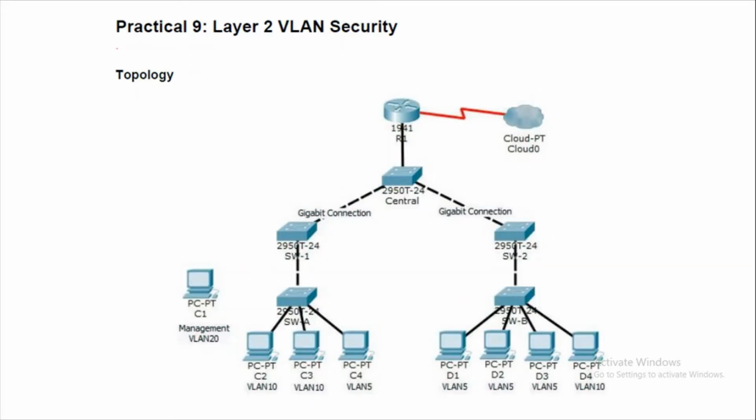We are going to deal with practical number 9 from the practical list of security and computing from TYBSC IT syllabus. So this is the configuration they have given. This is the topology, and we have to deal with layer 2 VLAN security. Layer 2, you all know, is the data link layer. VLAN means we have to form virtual LANs here, and we also have to implement the security.